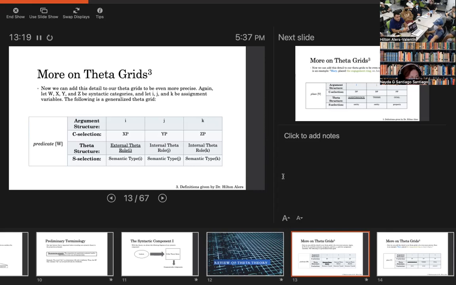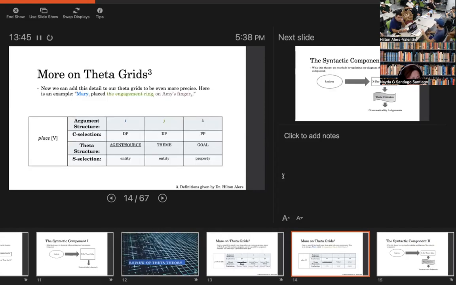And then we have S selection for the semantic type. This kind of tells you what kind of semantic thing it is. It's not as important. It is really important, but it's less relevant to what we're going to present today as C selection. That's where we have our entities, our relations, and so on and so forth. But that's more encompassed within the semantics.